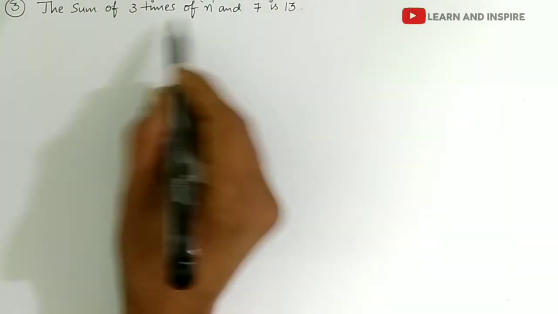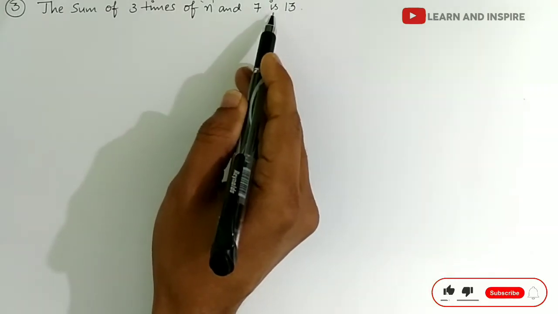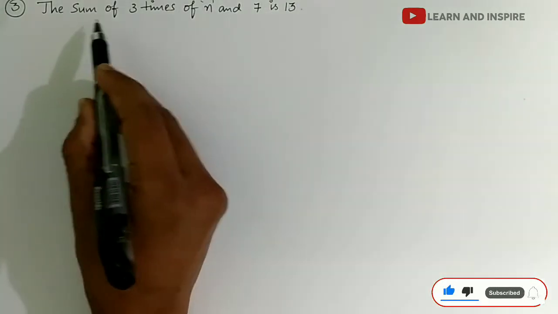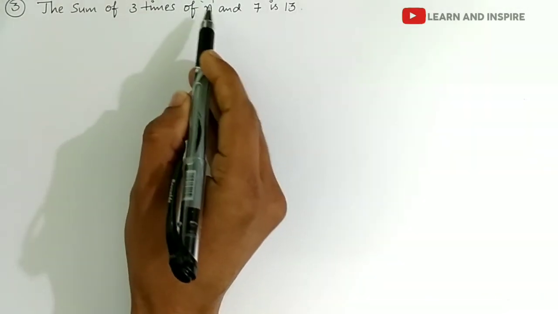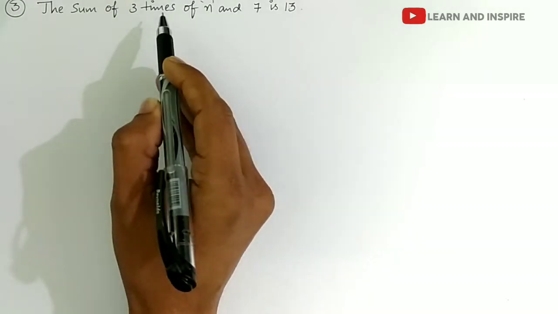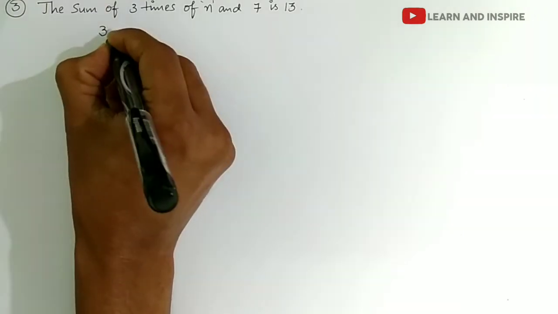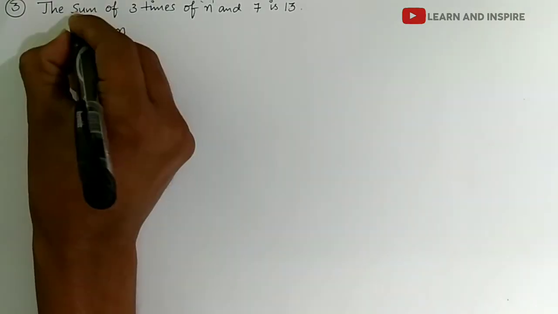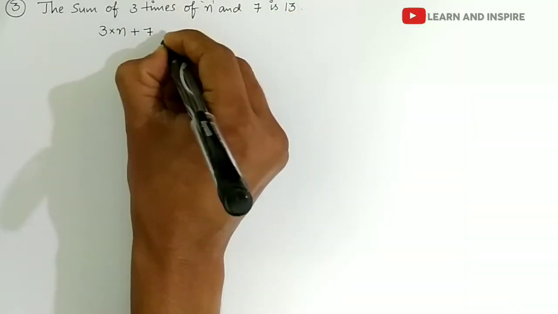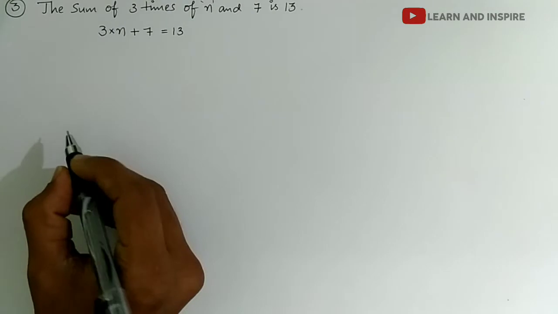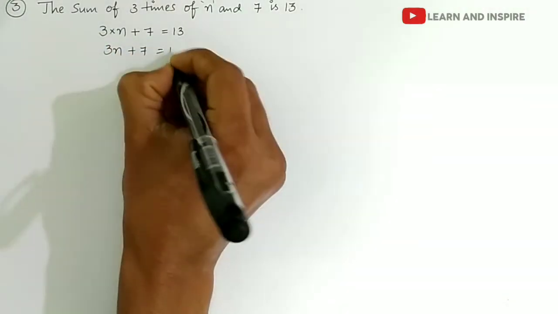Third one, the sum of 3 times of n and 7 is 13. So as we know, is nothing but equal sign. The sum is addition. 3 times of n. So already variable is given, n. 3 times is nothing but 3 multiplied by n. 3 times of n added 7 is 13. 3 into n is 3n plus 7 equals to 13.